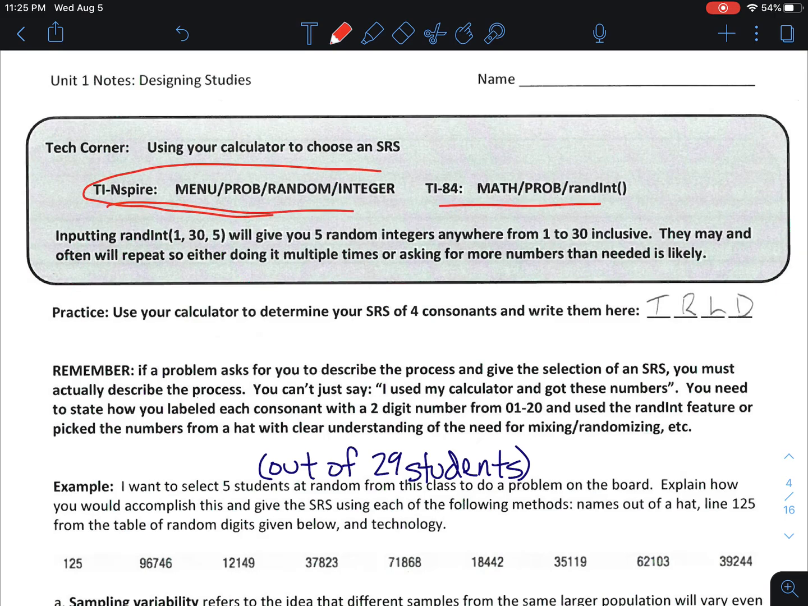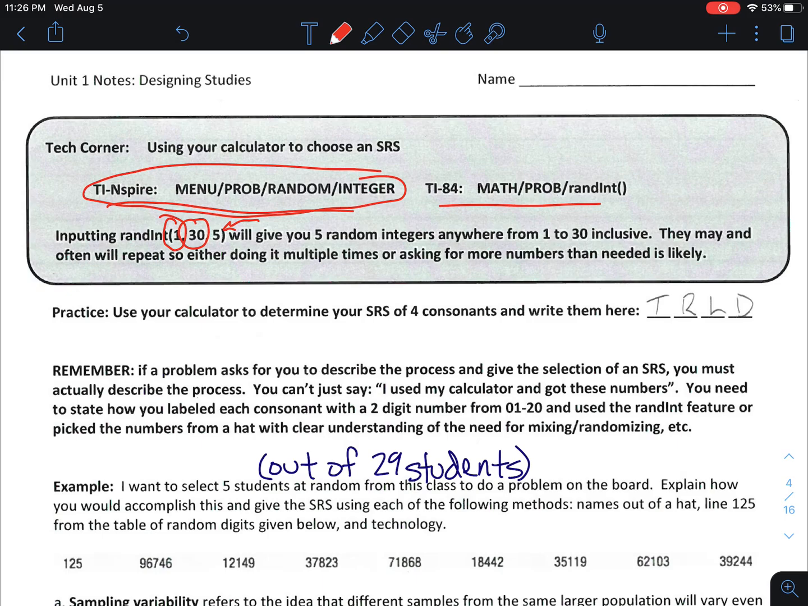To be honest, again, you'll be into this a lot. Inspire is definitely going to be a lot easier with this class moving forward, but 84 is definitely serviceable as well. You can pick from a lower number to a higher number some number of values. So randInt(1, 30, 5) would give you 5 integers, random integers from 1 to 30.